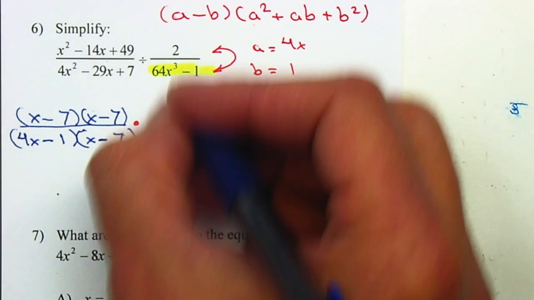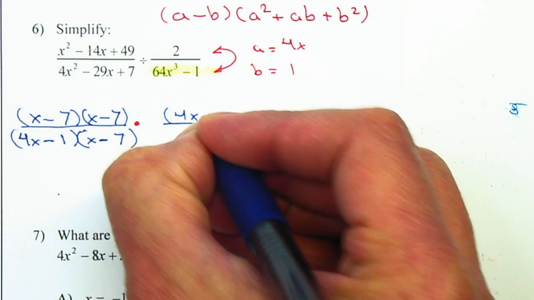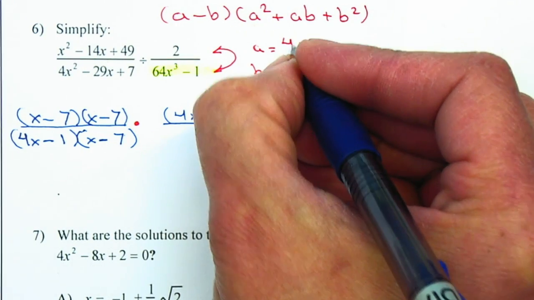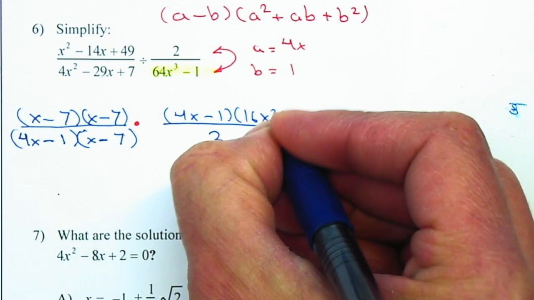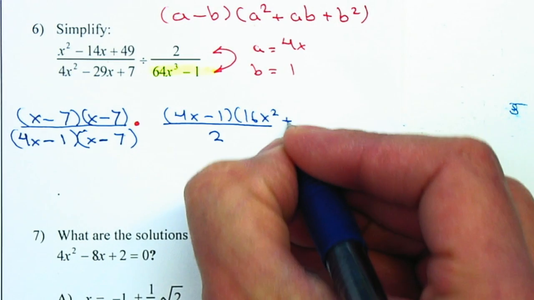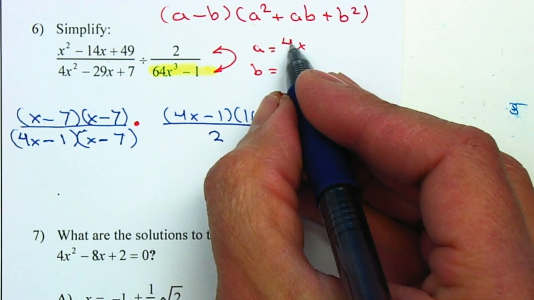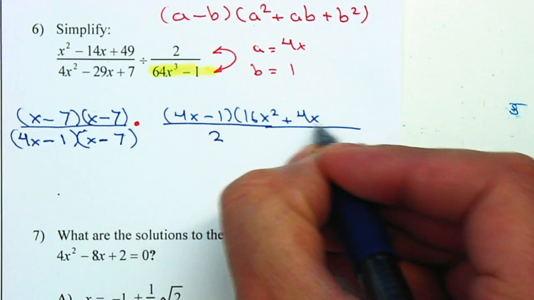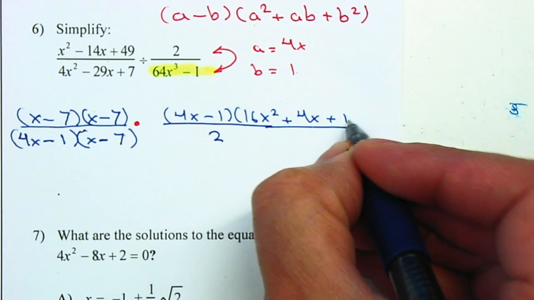4x minus 1, a squared will be 4x times 4x is 16x squared. This is a negative, the next one's a positive. ab, so it'll be 4x times 1 is 4x. And b squared will be 1 times 1 is 1.